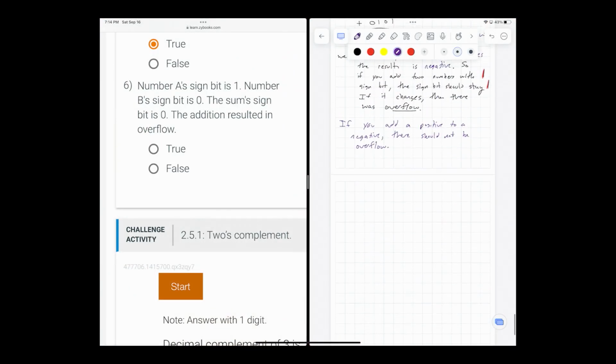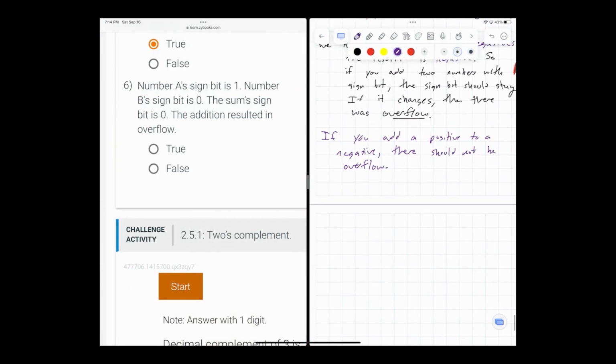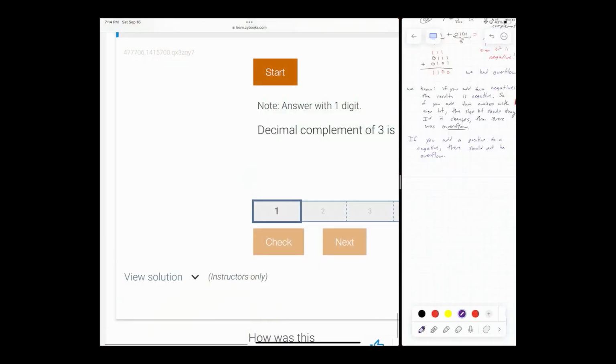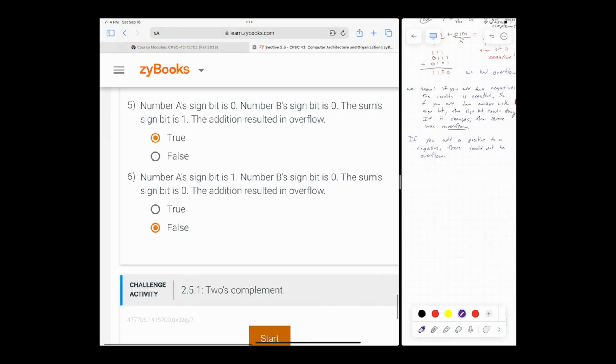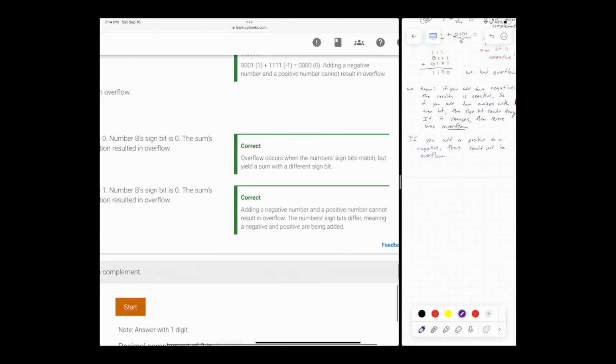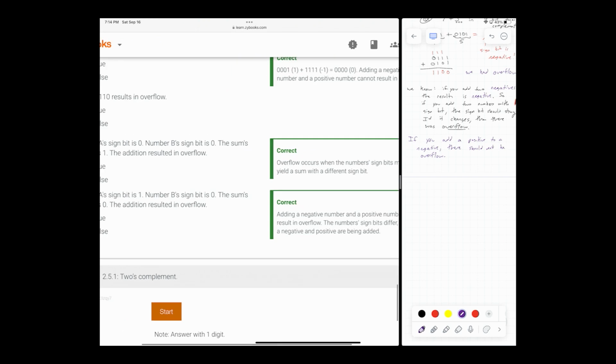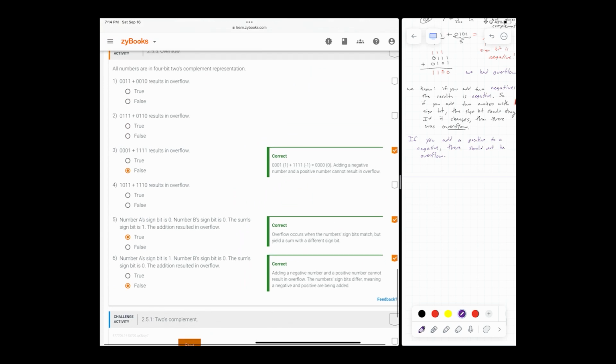If one's positive and one's negative, then like the last thing I said here, if you add a positive to a negative, there's not going to be overflow. Okay, so hopefully that made sense. Adding a negative and a positive cannot result in overflow. So the others you have to check. So you have to check them yourself.